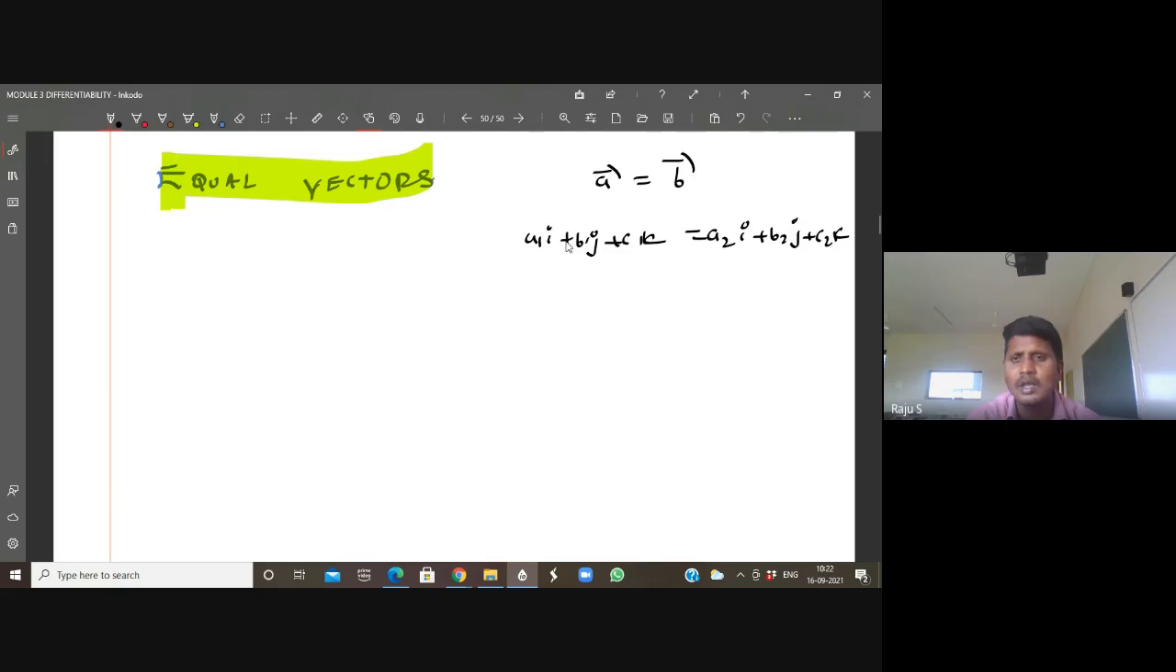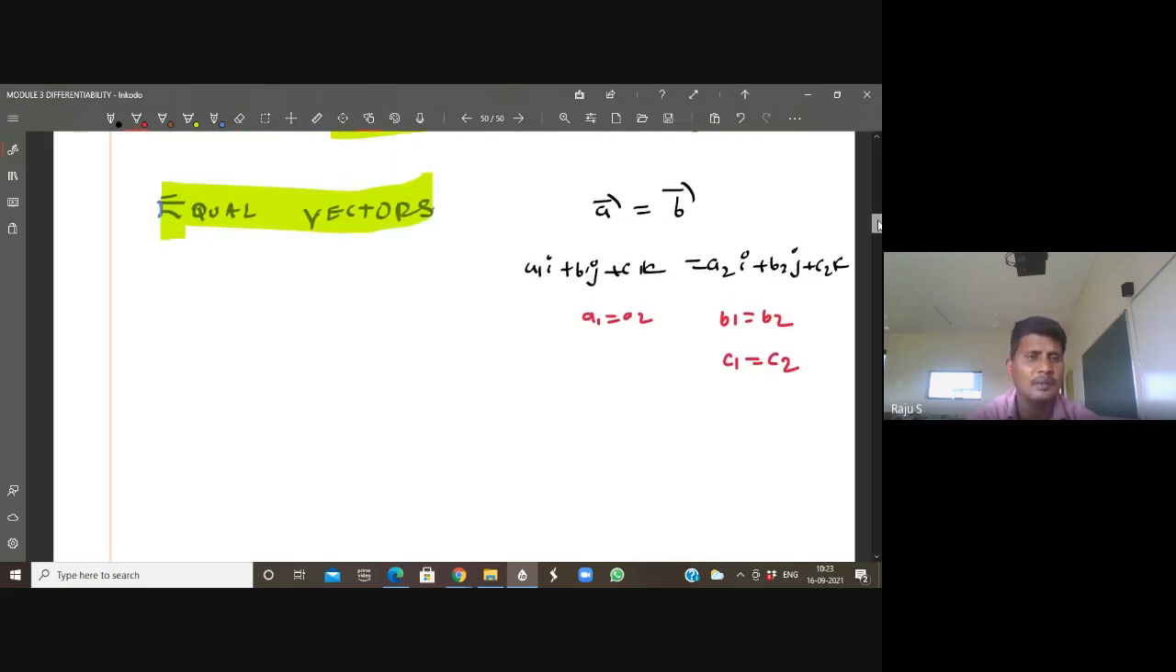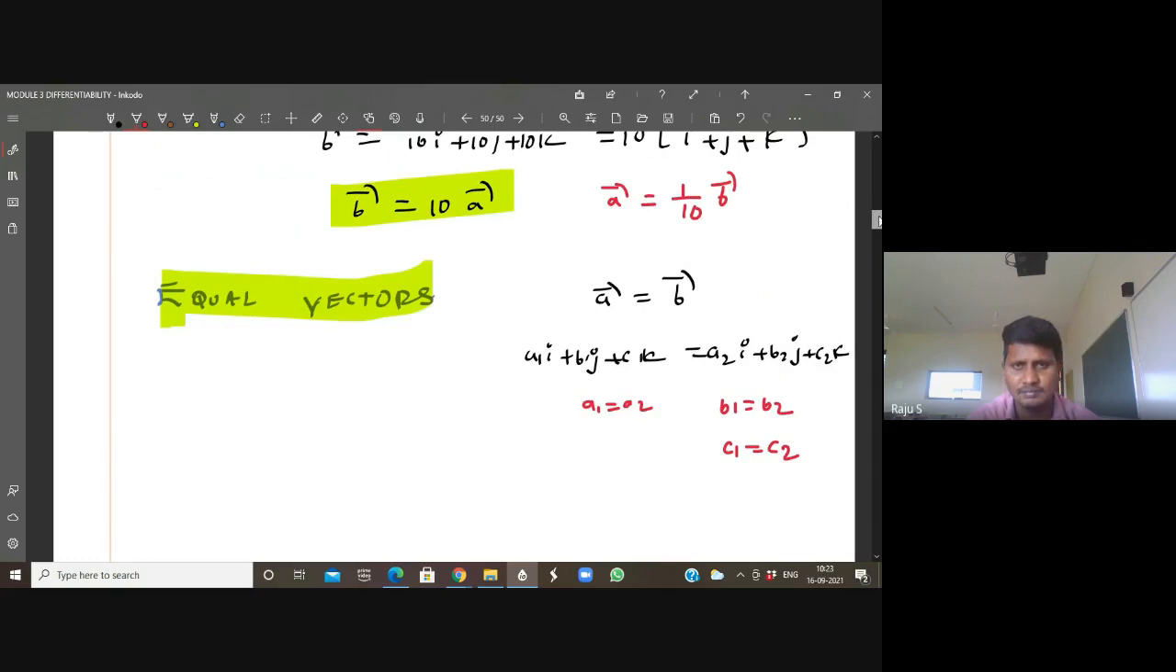Now, the corresponding components must be equal. That is nothing but A1 is equal to A2, B1 is equal to B2, and C1 is equal to C2. That's all. When the corresponding components are equal, then we can say they are equal vectors. Equal vector. Got it? This is about the equal vector, right?